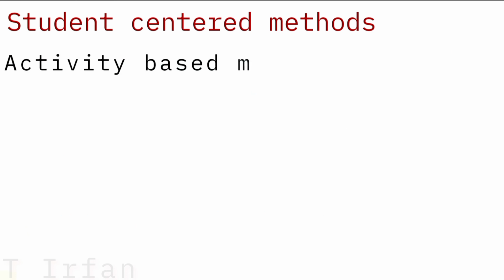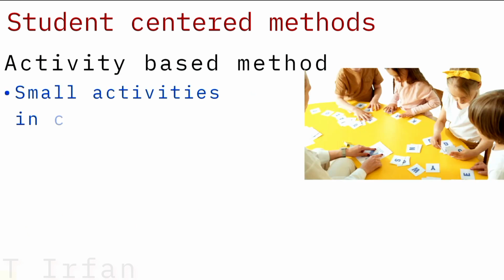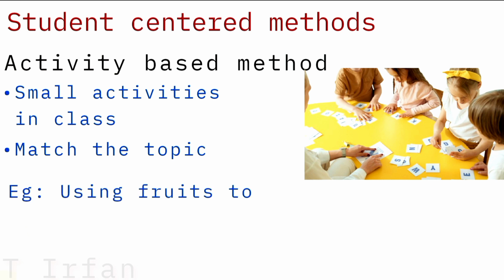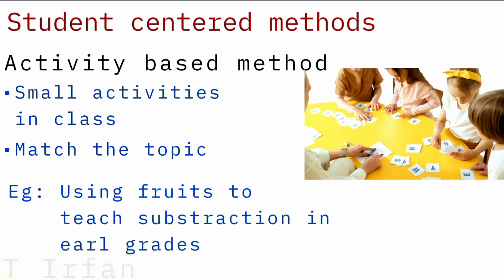Activity-based method. This is a method in which learning happens by doing small activities in the classroom that match the topic. This keeps students engaged. For example, using fruit to teach subtraction in early grades.